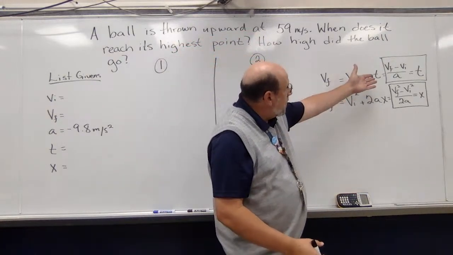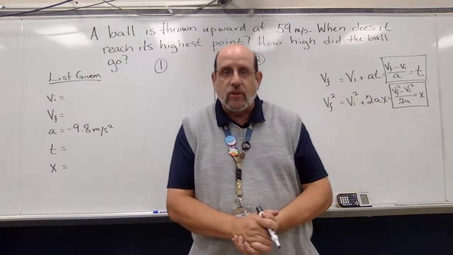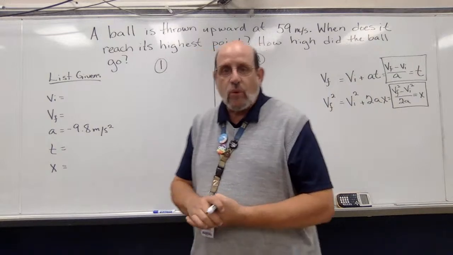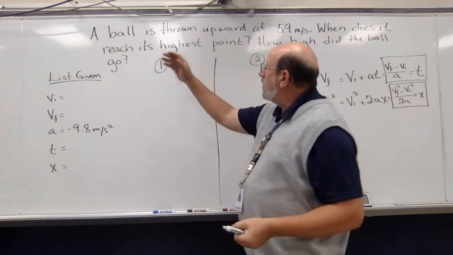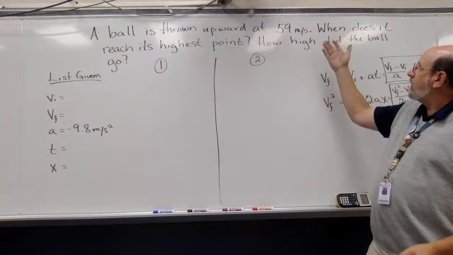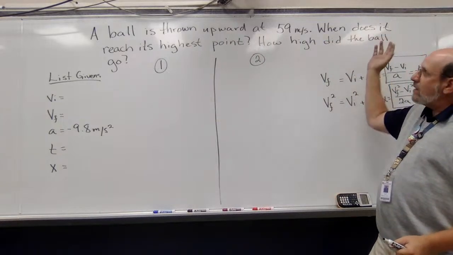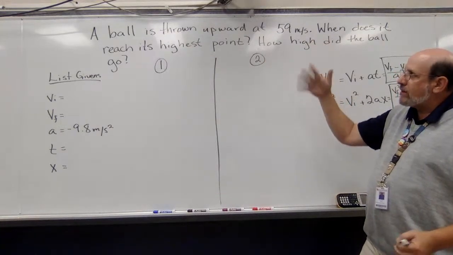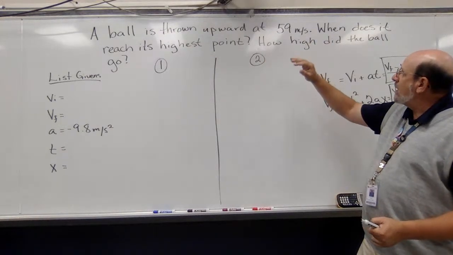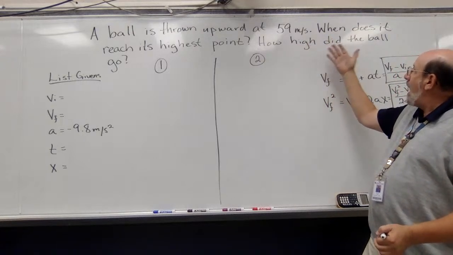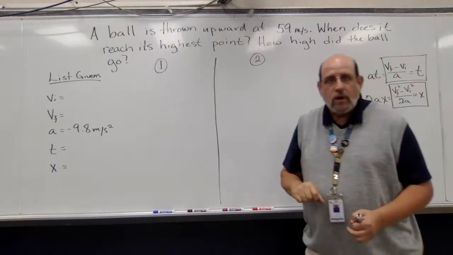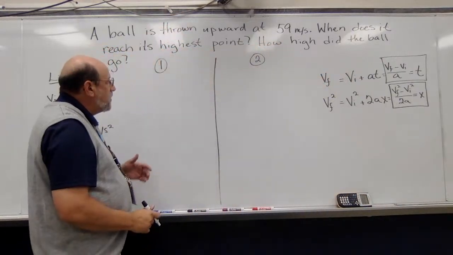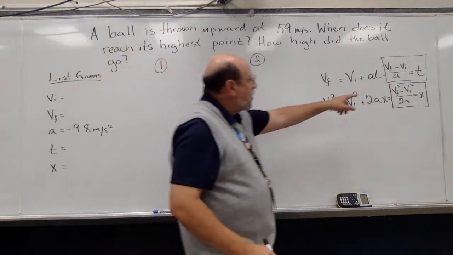So I've rewritten our constant acceleration formulas to look for the two things that we're trying to find in this question. And what was our question today? A ball is thrown upward at 59 meters a second. What time does it reach its highest point? How many seconds, right? And then the second part is, how high did that ball go? So we're going to look for a distance, or displacement, measurement. So the first one is looking for time.